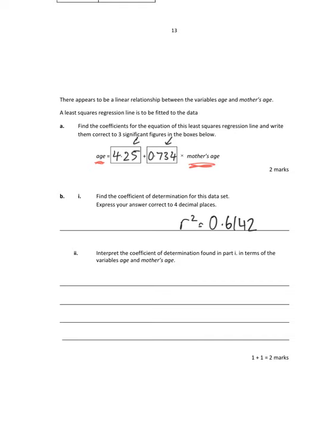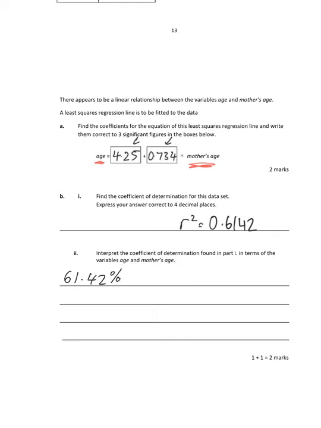All right, interpret the coefficient of determination found in part 1 in terms of the variables age and mother's age. If you want, you can have a template which describes this. Essentially all you do is turn that R² value into a percentage, so move the decimal point 2 places to the right, and then you say 61.42% of the variation in the RV can be explained by the variation in the EV. So I'll turn that to percent, and then copy that template for the question.